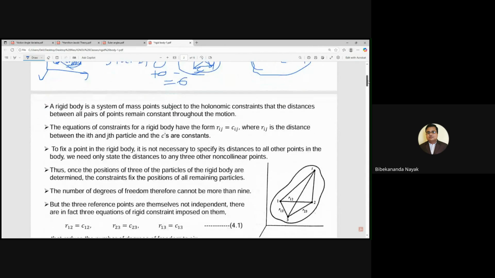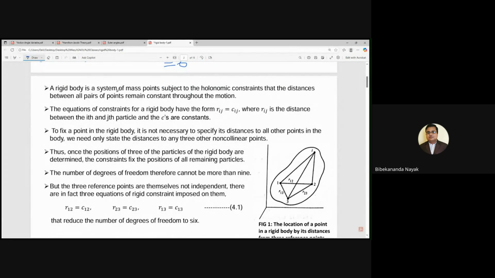A rigid body is a system of mass points subject to the holonomic constraint that the distance between all pairs of points remains constant throughout the motion. The equation of constraint for a rigid body has the form r_ij equals c_ij. Distance between any two points is fixed. r_ij means the distance between the ith and jth particle is equal to a constant.